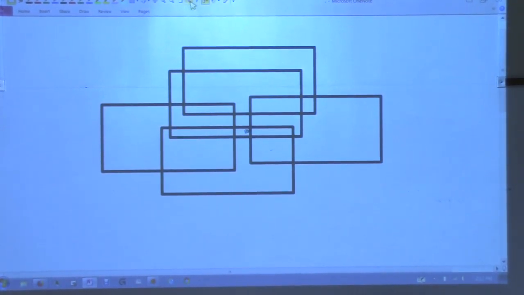We're starting chapter 13 today, which is the last chapter in the textbook.